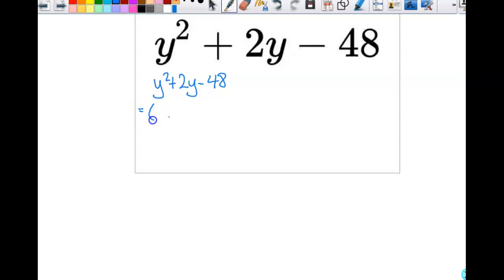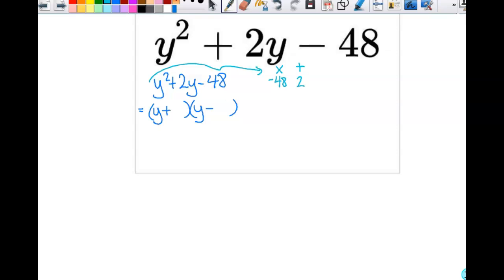Okay. So here's what I know. I know I'm going to have two binomials. This will be y, this will be y. Since this is negative, the signs are opposite. So one of them is positive, one of them is negative. I need two numbers that are going to multiply to give me a negative 48 and add to give me 2.